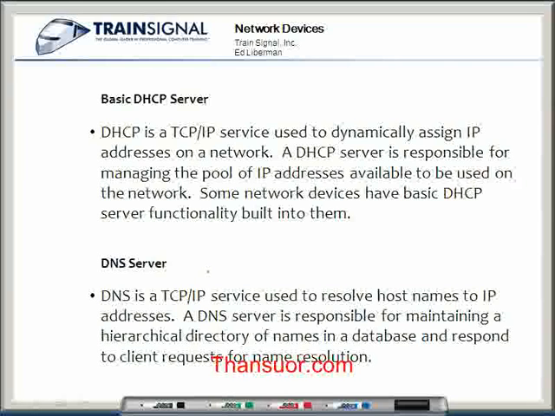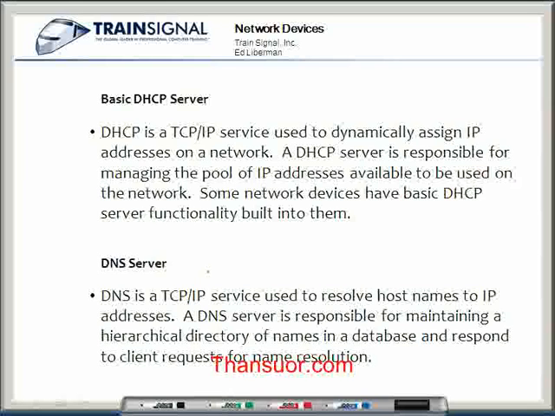Now, what I also have on this page is something called a DNS server. And quite frankly, I probably could have put basic DNS server as well because it's a lot like DHCP. DNS is also a TCP/IP service which is used to resolve host names to IP addresses. And the DNS server is responsible for maintaining the hierarchical directory of names, and I should say names and IP addresses, in a database which respond to clients' requests for name resolution. So when you're sitting at a computer and you say, I want to go to trainsignal.com, your computer will then go to a DNS server to find out what IP address trainsignal.com is.